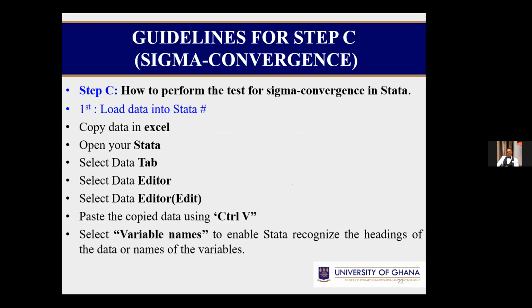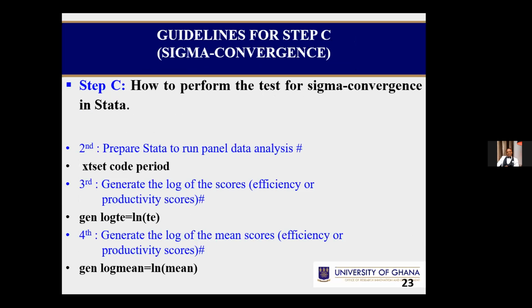So in running the test, these are the steps. First you have to load your data onto STATA, but I want us to explain the codes and then we run through the steps quickly. The second step is to prepare STATA to run panel data analysis, and with that, we use this code. This code will tell STATA that we are about to run a panel data analysis. When we run this code, STATA is able to tell us our year period and whether we are using a balanced or an unbalanced panel data. So now let's go to the model.